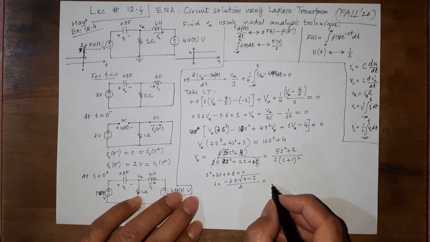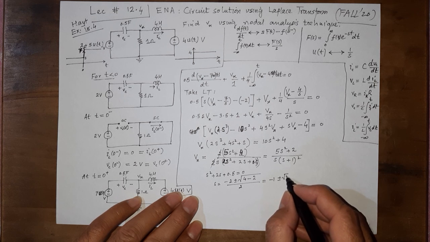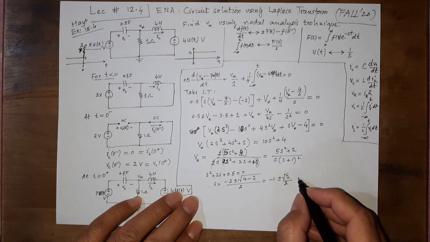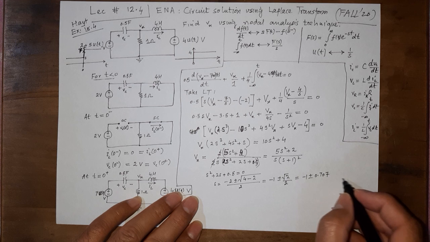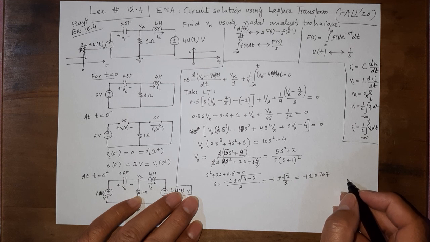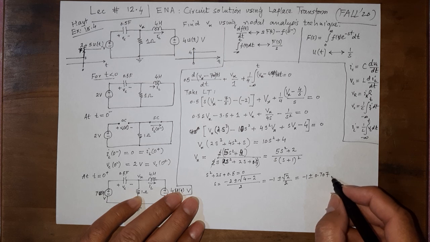So we get minus 1 plus minus square root 2 over 2, which is going to be minus 1 plus minus 0.707. Is that right? It will be 1 over under root 2. Under root 2 is 1.414 over 2. Okay, right.